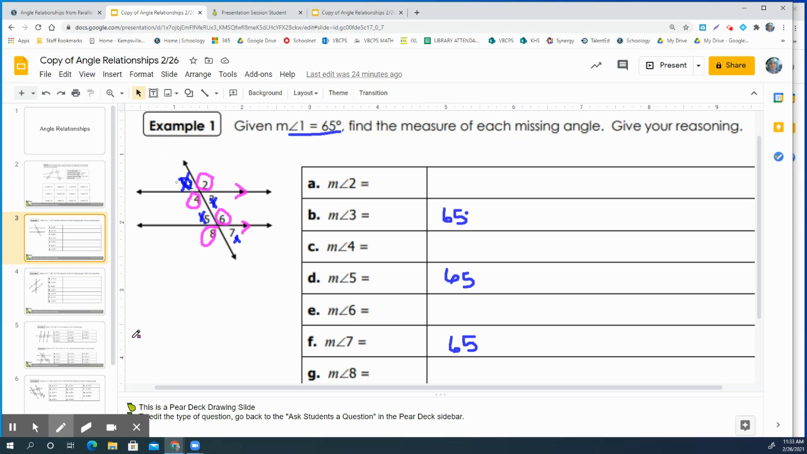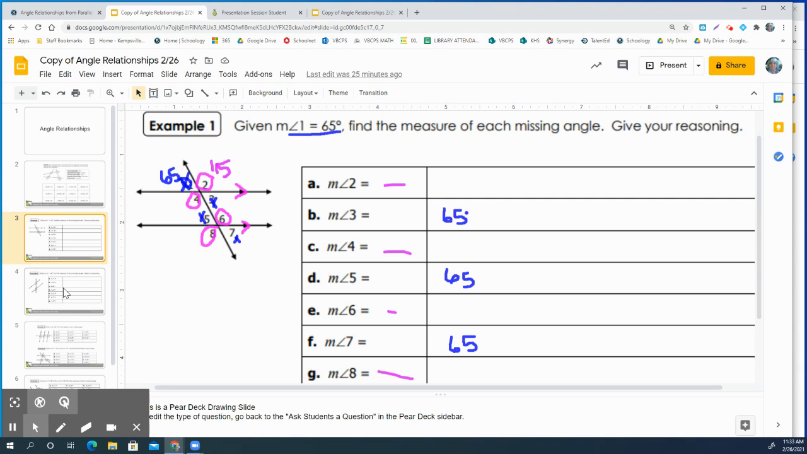If this is 65, this blue angle, how can I figure out the pink angles? They are straight, they are supplementary, so the math is 180 minus 65. What is 180 minus 65? 115. Nice. So all of these pink angles are going to be 115. Does that make sense? Easy enough? Okay.